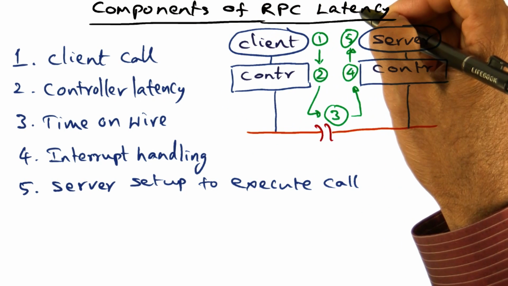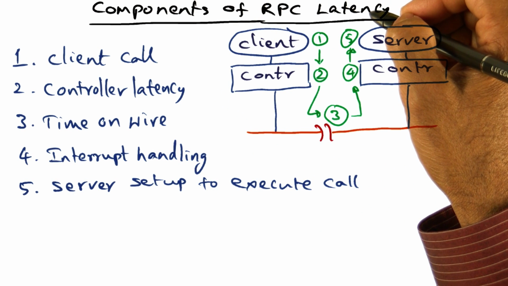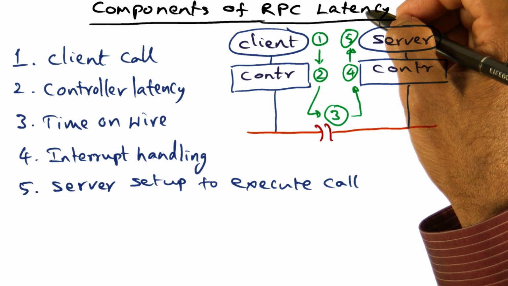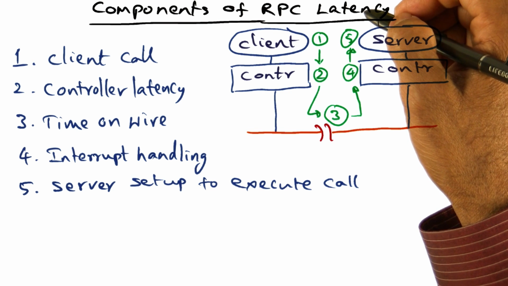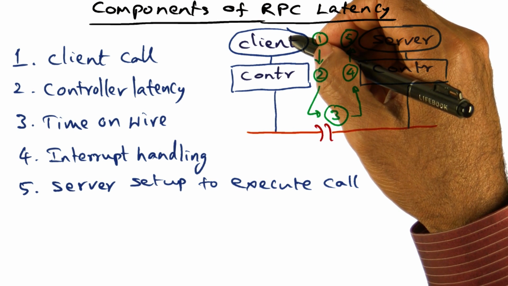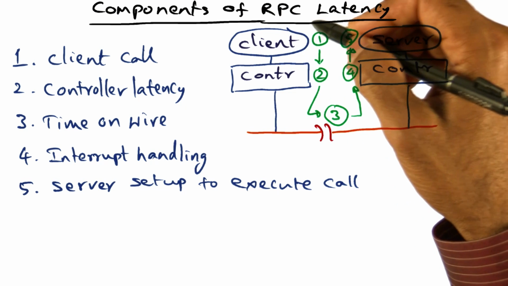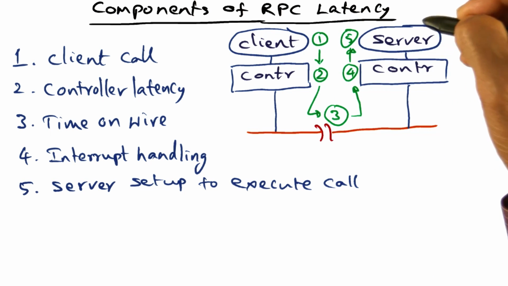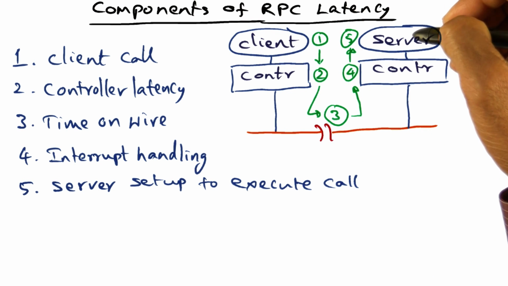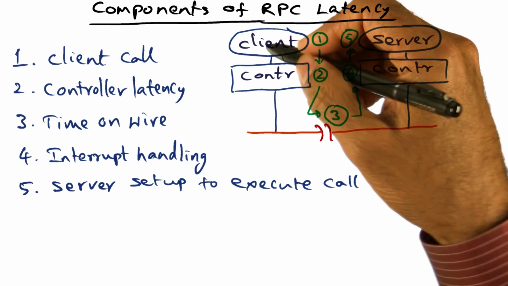Let's now discuss the components of the RPC latency. By now, we are all familiar with the semantics of RPC, namely, in an RPC, the client is making a remote procedure call to a server, and it has to send the arguments of the call to the server so that the server can execute the server procedure and return the results back to the client.